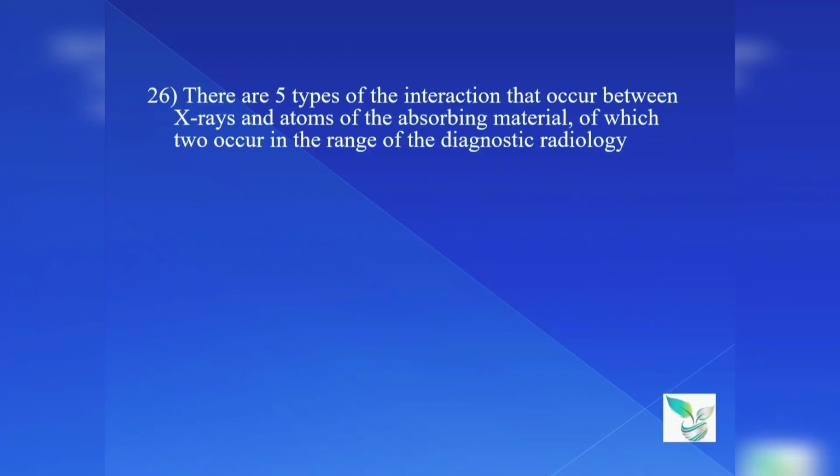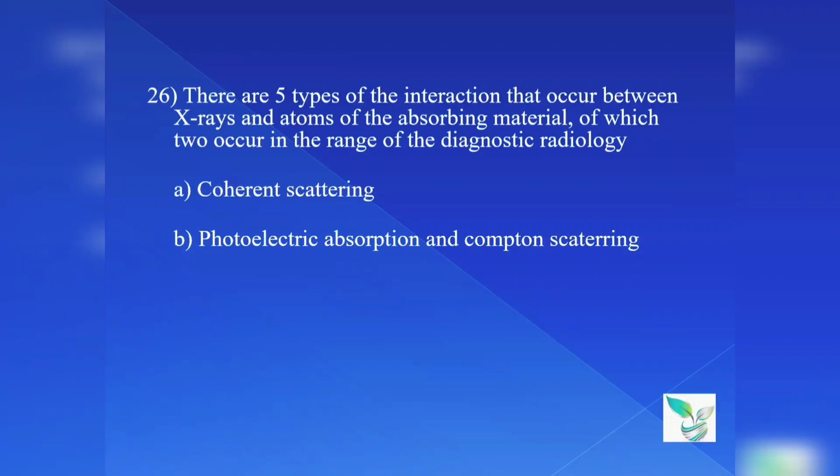There are 5 types of interaction that occur between X-ray and atom of the absorbing material, of which which occur in the range of diagnostic radiology. Option A, coherent scattering. Option B, photoelectric absorption and Compton scattering. Option C, pair production. And option D, photo disintegration. So these are the 5 interactions which happen between the X-ray photon as well as the matter.